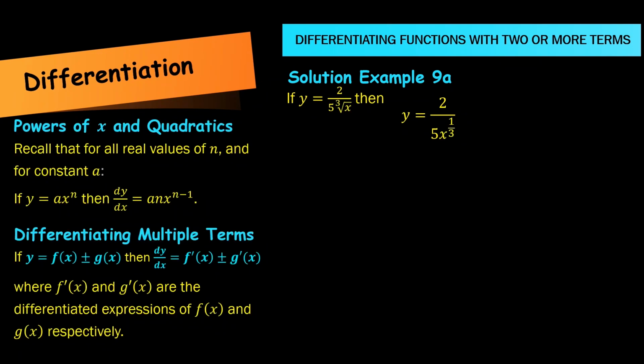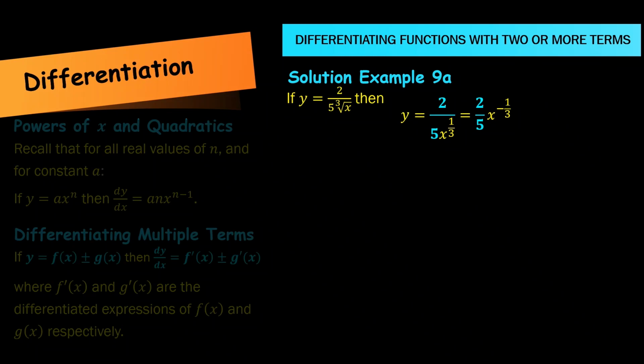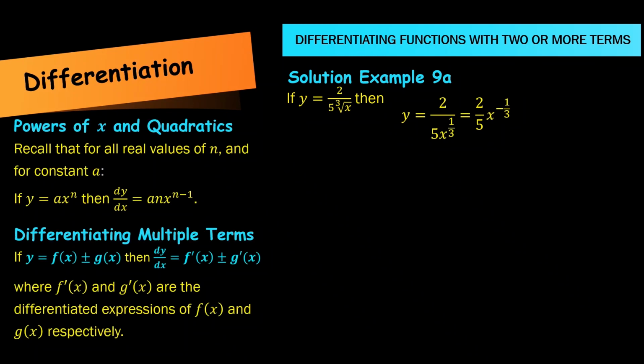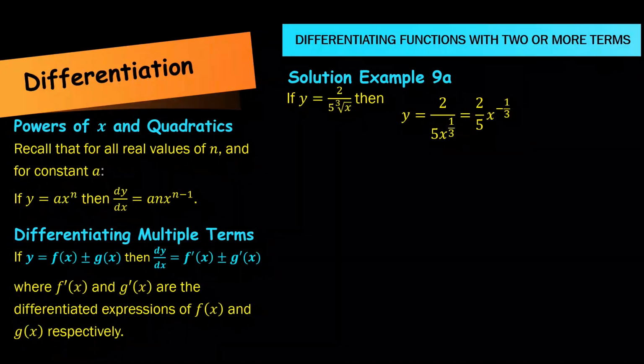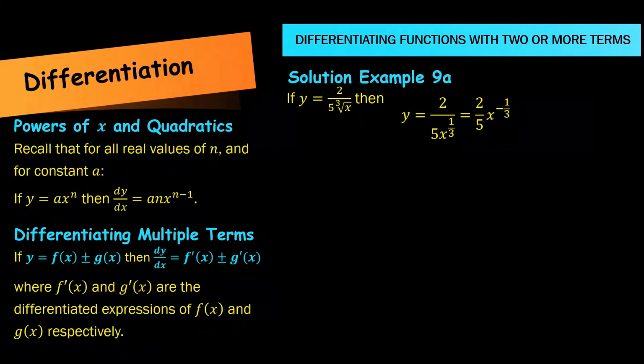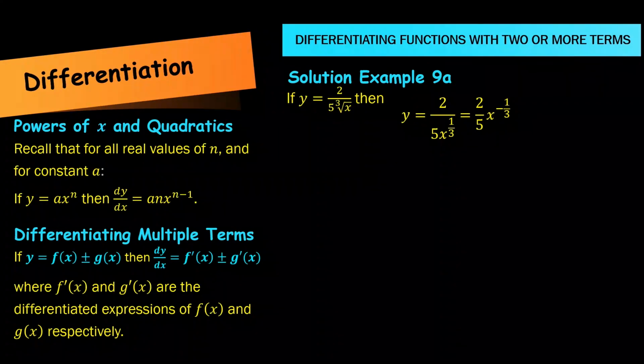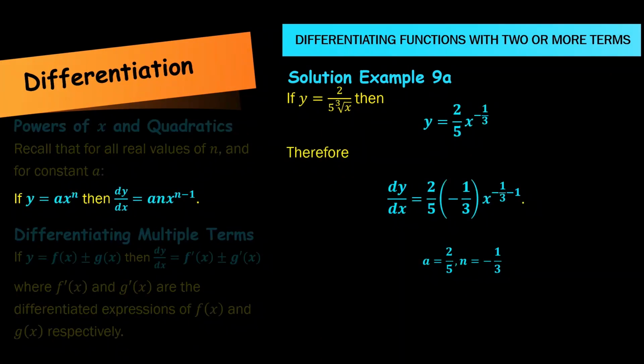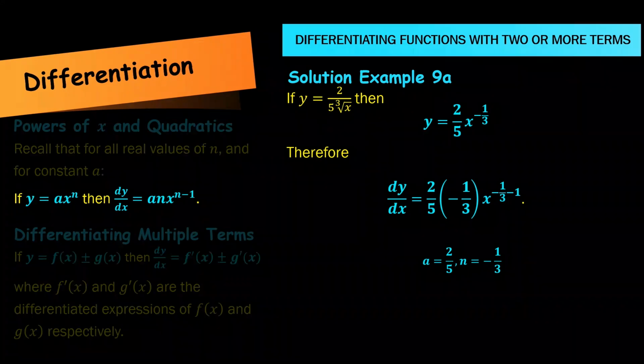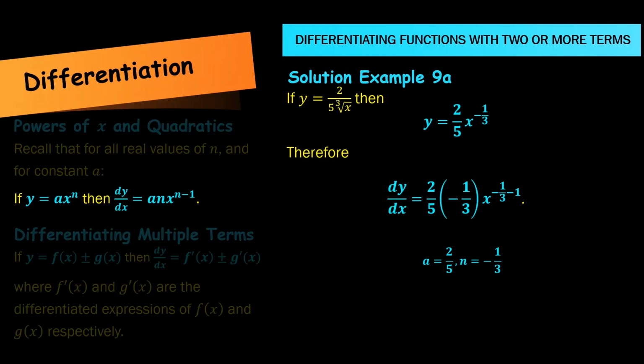So this is 2/5 times x to the power minus 1/3. Now this is in a form a constant times x to the power a constant. So we can work with this and we can differentiate. When we differentiate, we plug in a equals 2/5 and n equals minus 1/3 to give us the expression for dy/dx as shown on your screen.